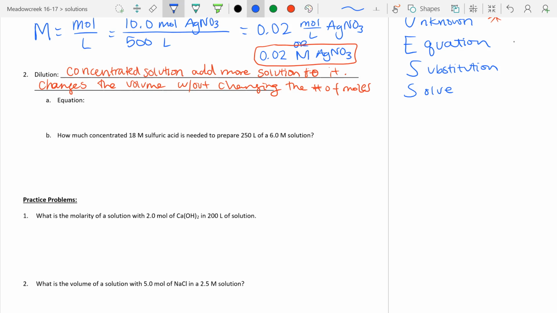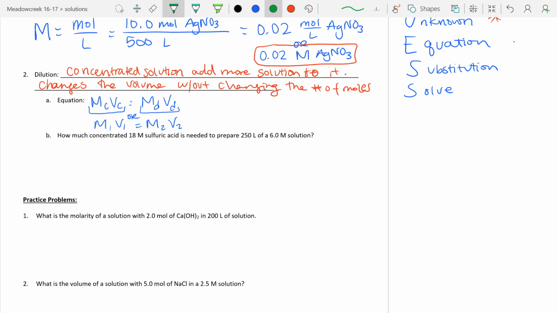And so our equation for this is going to be McVc equals MdVd. Or you could also write it as M1V1 equals M2V2, where essentially all you need to know is that these ones go together and these ones go together. Basically, your molarity and your volume are partnered together. Okay, now what I mean by that is, well, you'll be able to see in the next problem.